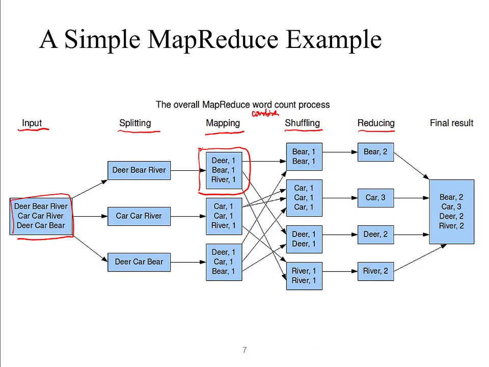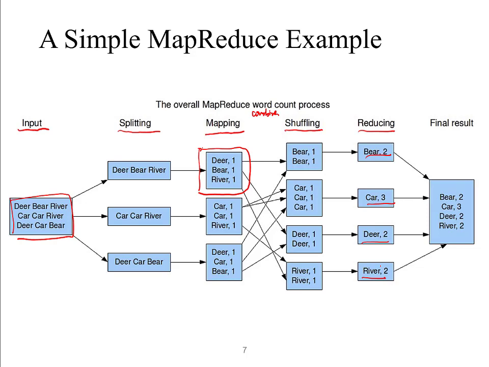So in the reducing, we aggregate the outputs of mappers using the reduce function. In our example, we aggregate the count of the words and produce the key value pairs. For example, Bear 2, Car 3, Deer 2, and River 2 here.